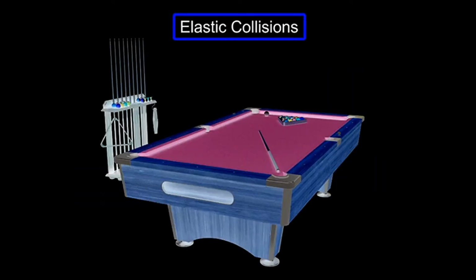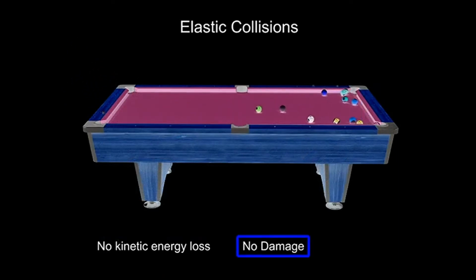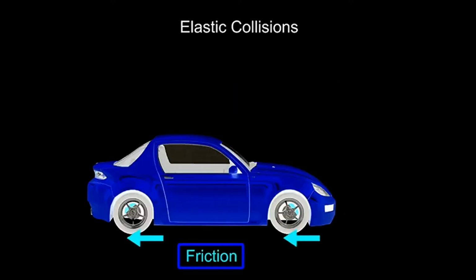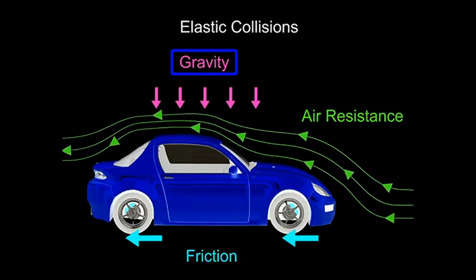An elastic collision is defined as one in which no kinetic energy is lost, no damage is done to the objects involved, and there is no generation of heat. In the real world, no collision is perfectly elastic because so many other forces come into play, like friction, air resistance, and gravity.